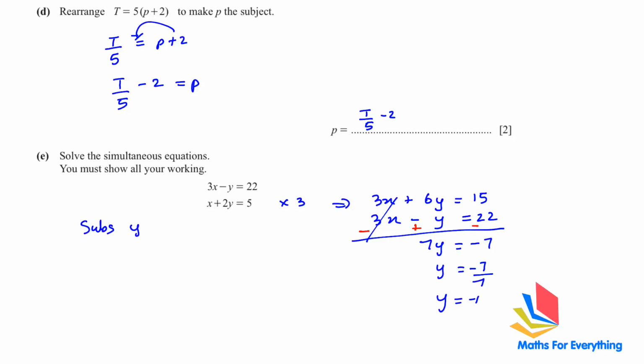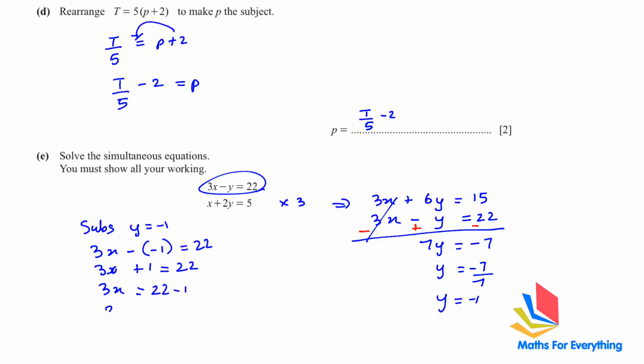Substitute y is equal to -1 in whichever equation you want. I'm substituting in this equation. So 3x minus -1 is equal to 22. 3x plus 1 is equal to 22. 3x is equal to 22 minus 1, which is 21. Divide 21 by 3, and we have x is equal to 7. So our answer is y is equal to -1 and x is equal to 7.